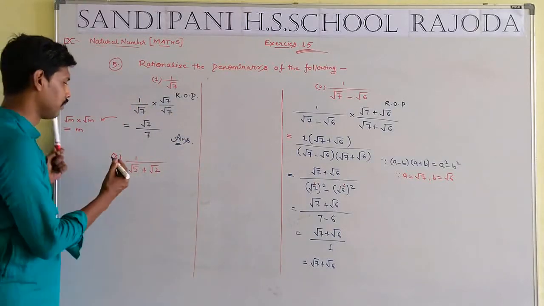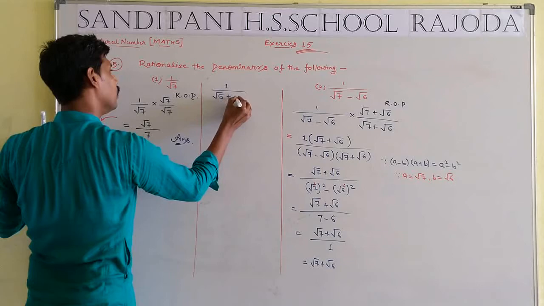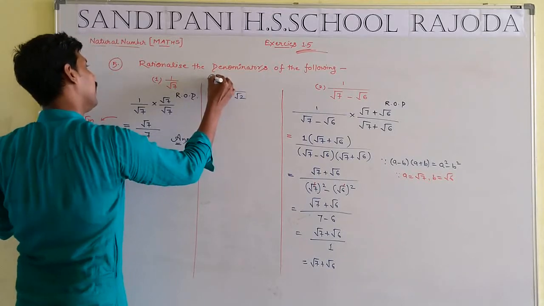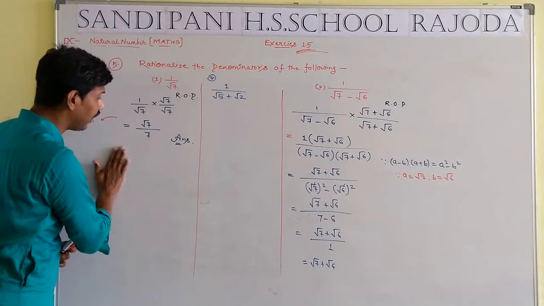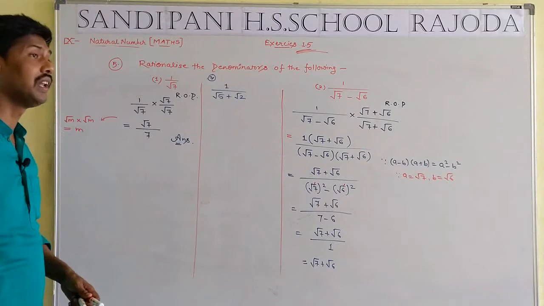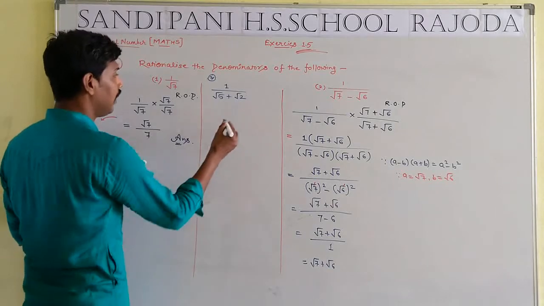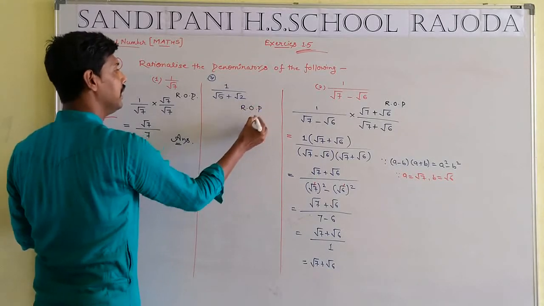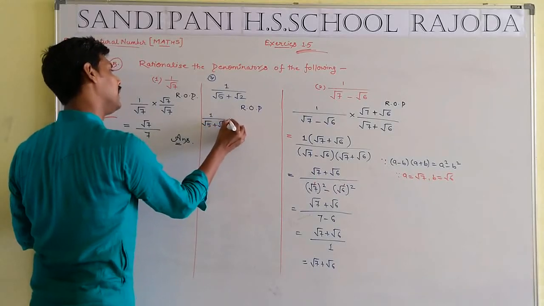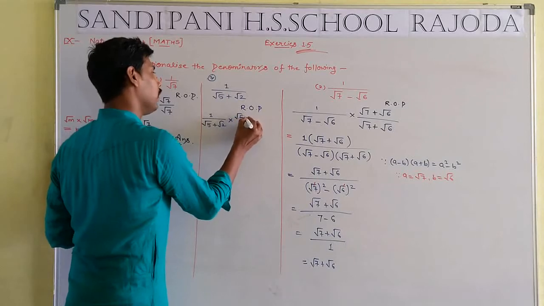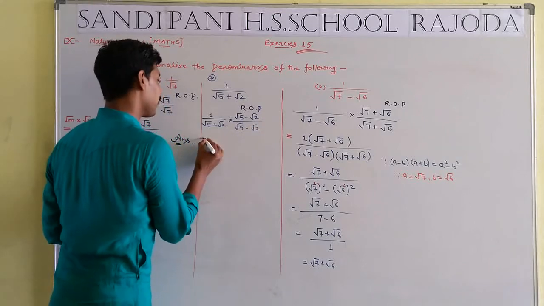Now we are taking question number third. 1 by root 5 plus root 2. Root 5 and root 2 both are irrational numbers, and the demand of the question is RD. So 1 by root 5 plus root 2 multiplied by root 5 minus root 2 by root 5 minus root 2.